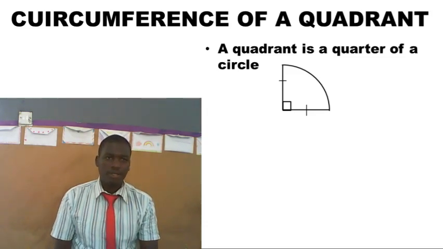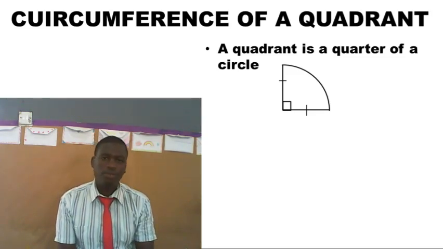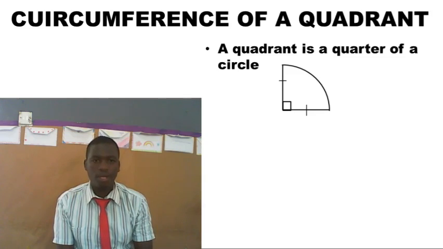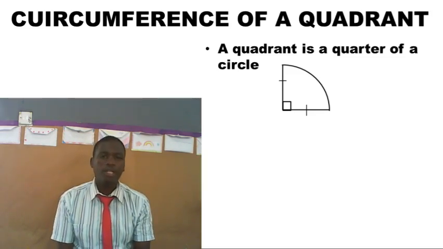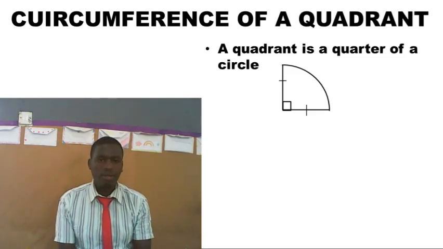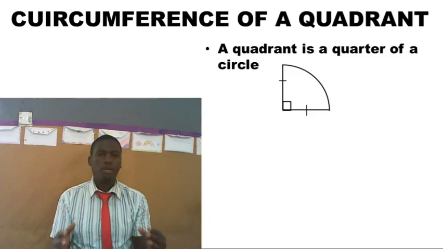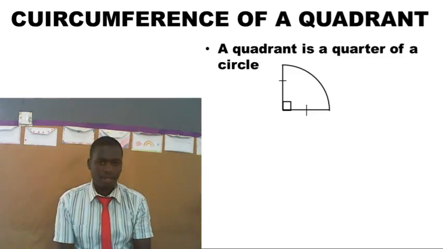In the previous lesson, we looked at how to find the circumference of a semicircle. Before that, you had looked at how to find the circumference of a circle. Therefore, from that point, we shall pick up from the semicircle with a combination of the whole circle, and we are able to know what is called a quadrant.